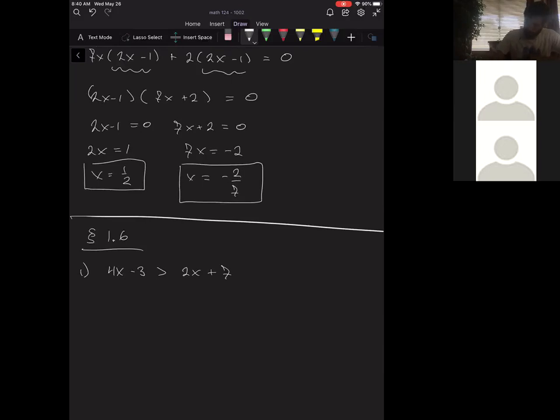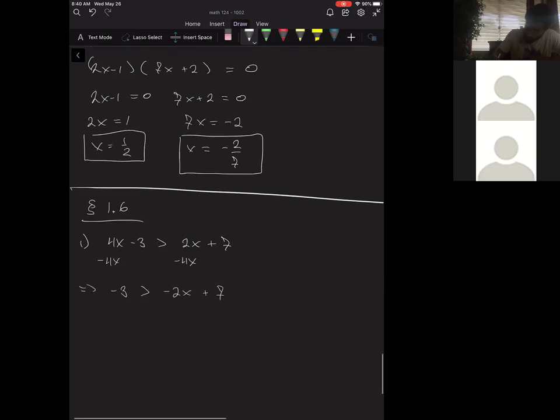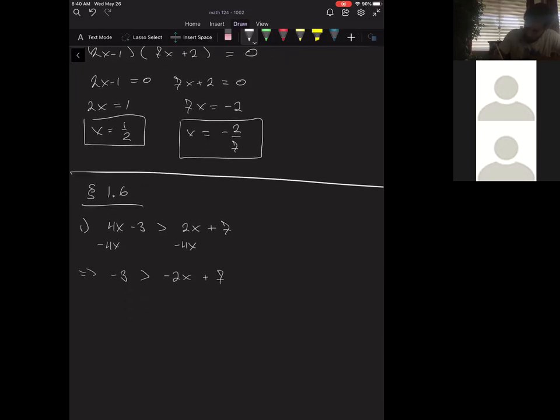Let's start by moving this 4x over to the right-hand side. So we can still do the same things, like add numbers, subtract numbers, multiply numbers on both sides. So first, let's start by subtracting this 4x over here. All right, so then on the left-hand side, we'll have a minus 3, keep our bigger than sign, and we have a minus 2x plus a 7. Okay, so now let's subtract the 7 over to the left-hand side. Subtract the 7, subtract the 7. So what we have is a minus 10 bigger than minus 2x.